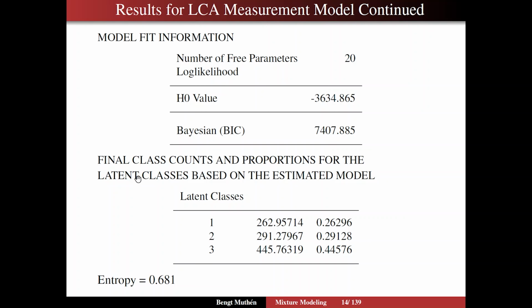And at the bottom then you get the final class counts based on the estimated model for each of the classes, the number of people, and the proportions, so the class estimates of the class probabilities. In this case, the entropy is 0.68, so a moderately high value.